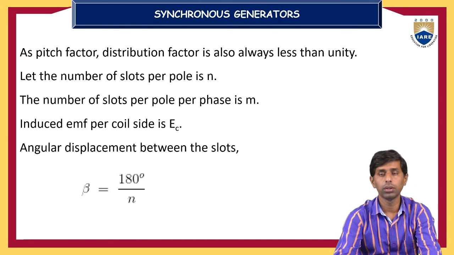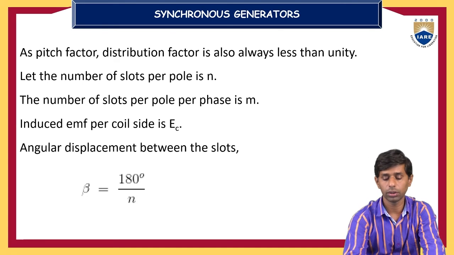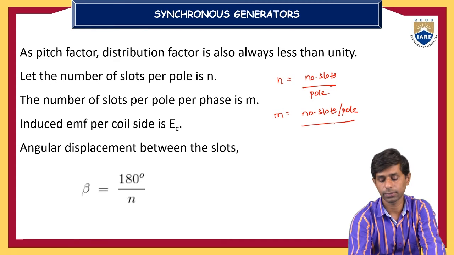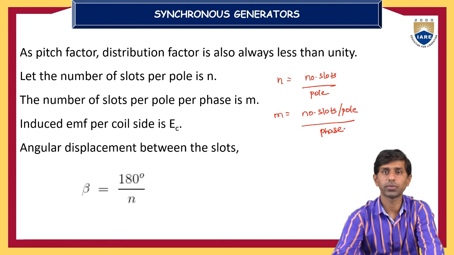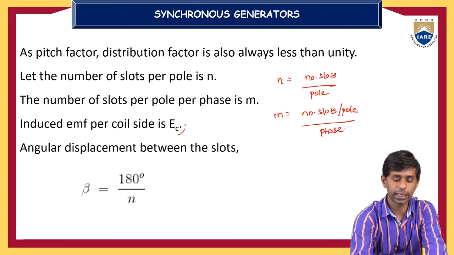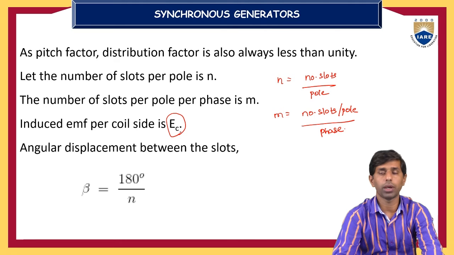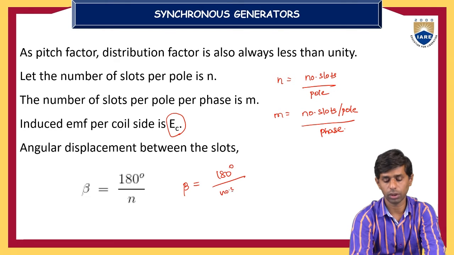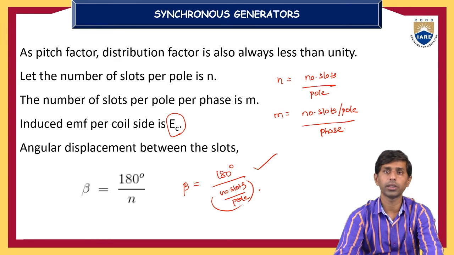When we talk about the distribution factor, let N be the number of slots per pole, and M the number of slots per pole per phase. EC is the induced EMF per coil side, and beta is the angular displacement, which is equal to 180 degrees by N, where N is the number of slots per pole.